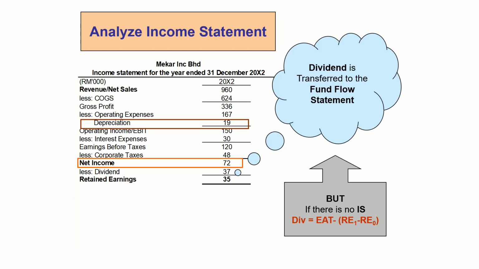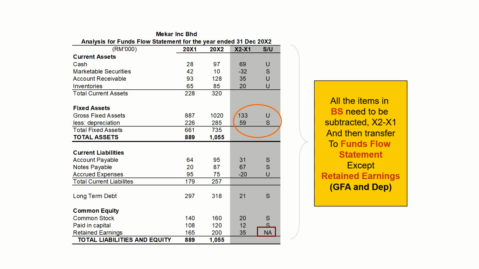Okay, this is the income statement for 2022. For the income statement, we don't need 2 years. We just need the balance sheet for 2 years. What we are going to use in this income statement is depreciation as well as the net income or net loss. Okay, so how are we going to do that?